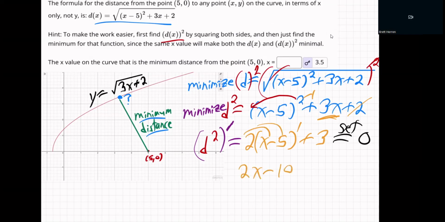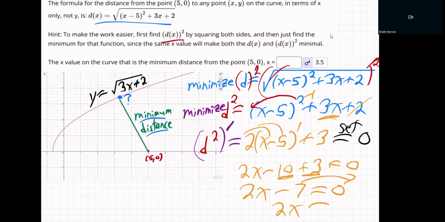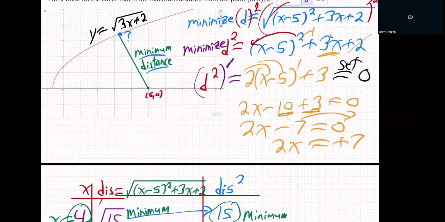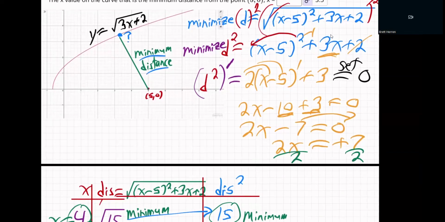So 2x minus 10 plus 3 is 0. And then that's 2x minus 7 is 0. Minus 10 plus 3 is minus 7. Jump this to the other side. 2x is positive 7. Last step, divide by 2, divide by 2. x is 7 halves, or the decimal would be 3.5. So there's the x value that makes minimal distance.